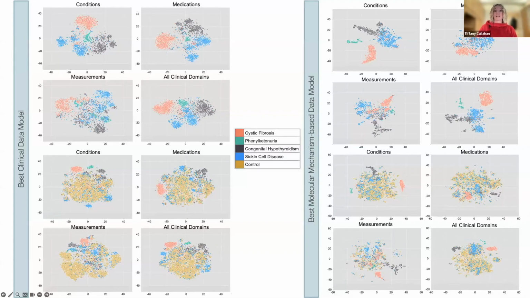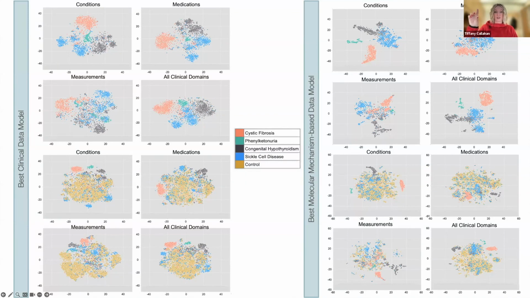So we ran many models, like hundreds of models, looking at different hyperparameters, looking at different representations. And what I'm highlighting for you here are the t-SNE plots for the best performing models when using only clinical data. Those are shown in the 2 columns on the left, versus the knowledge graph molecular mechanisms, the 2 columns on the right. In each of the 4 sets of plots, moving from left to right, then top to bottom, we feature representations built using only conditions, only medications, only measurements, and then all of those things combined.